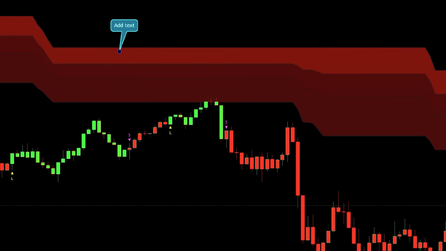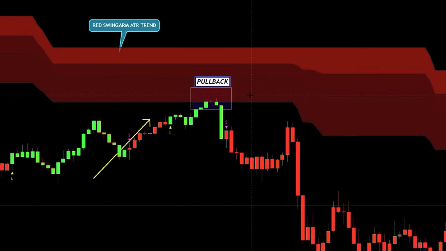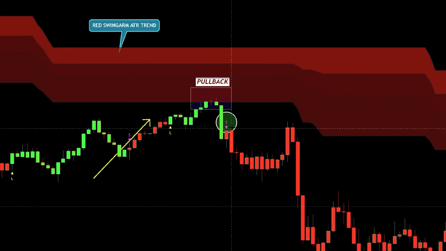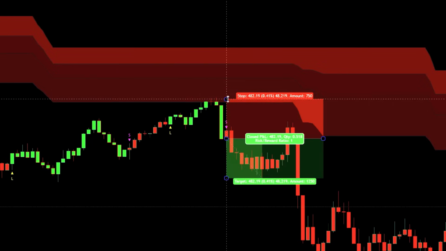And for sell trades, it's the exact opposite. You'll see the SwingArm ATR Trend Indicator turns red for a bearish downtrend. We look for the price to pull back up and retest the ribbon. After that, we need the price to break back below the ribbon. And after that, an S signal needs to appear.